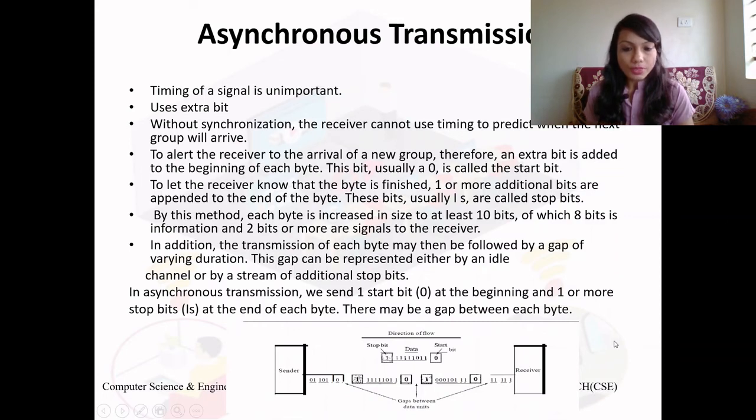So here is an example. As you can see, there are some gaps between each data, and 0 indicates the start of the data, 1 indicates the stop of the data, so that you will not get confused about why 0 and why 1, because data also is 0 and 1, there is a gap between the data. So that is asynchronous transmission.